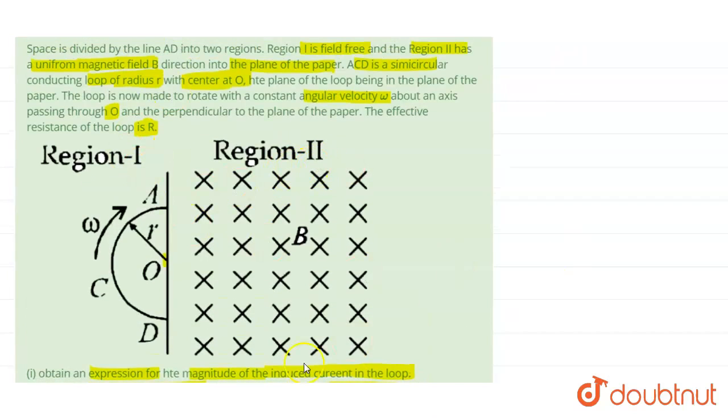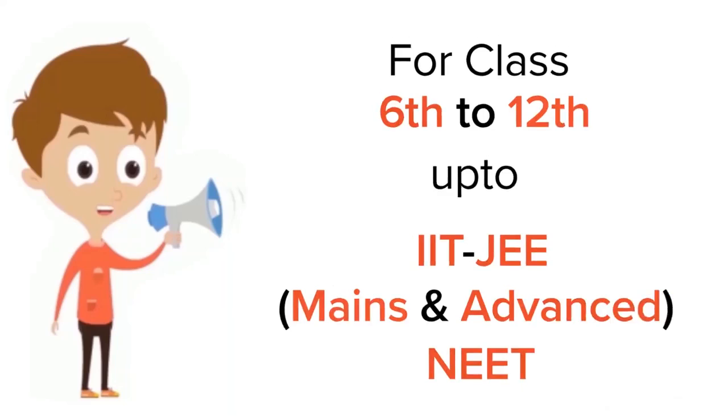So this is the method to find the current induced in the semicircular loop. For class 6 to 12, IIT JEE and NEET level. Trusted by more than 5 crore students. Download Doubtnut app today.